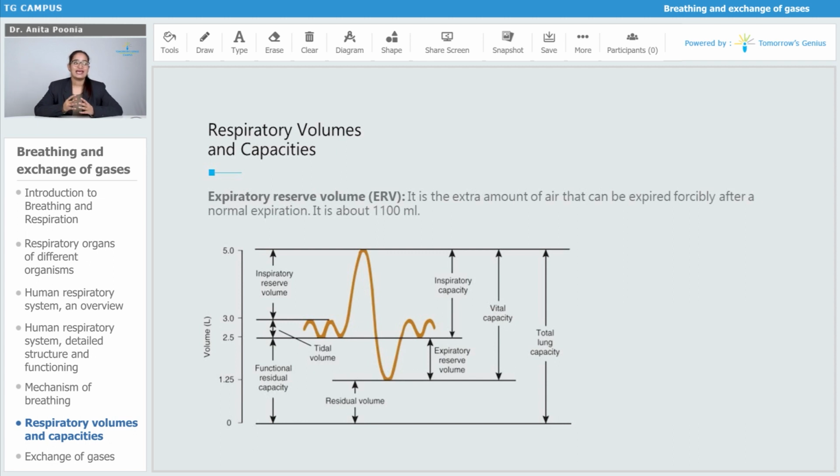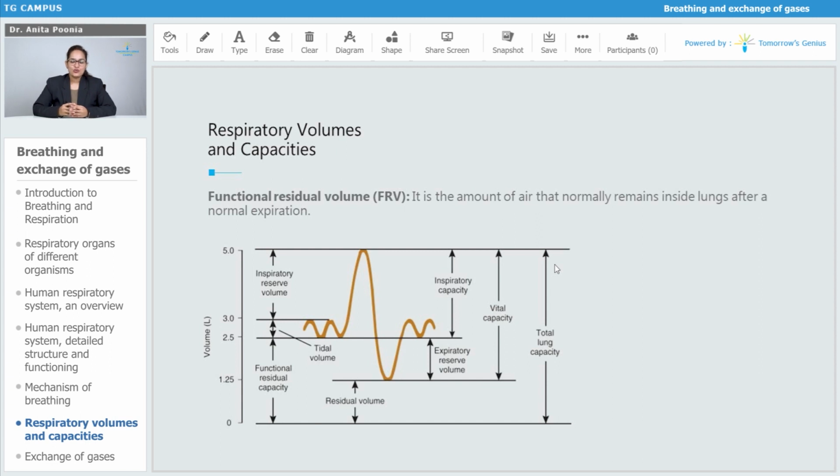And now talking about the expiratory reserve volume, ERV, it's the extra amount of the air that can be expired forcibly after a normal expiration. It's about 1100 ml. And talking about the residual volume, RV, it is the volume of the air which remains still in the lungs even after the most forceful expiration. It is about 1200 ml.